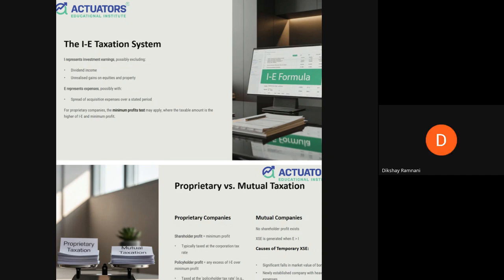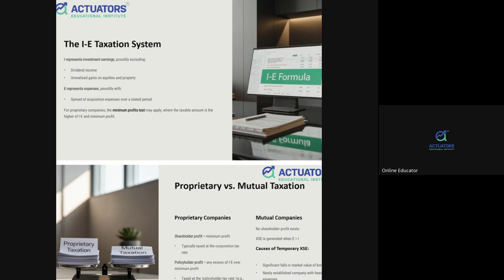Policyholder profit, when you say negative, does that mean that premiums were greater than claims? Exactly, premiums are greater than claims. That's policyholder profit being negative. Okay, understand. Yeah, because what is policyholder profit? Policyholder profit is C minus P, right? If that is negative, then P is greater than C.